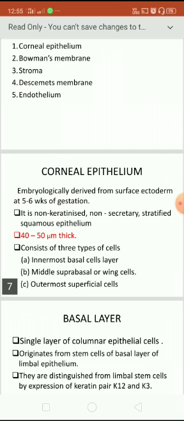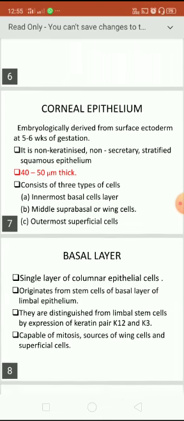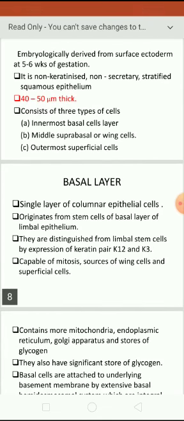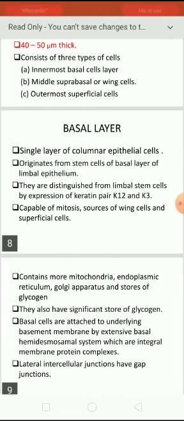The innermost is basal cells, the middle one is wing cells or suprabasal cells, and the outermost is the superficial cells. The basal cells are a single layer of columnar epithelial cells. They originate from stem cells of the basal layer of the limbal epithelium and are distinguished from the limbal stem cells by expression of keratin pair K12 and K3. They are capable of mitosis. They are the source of wing cells and superficial cells.